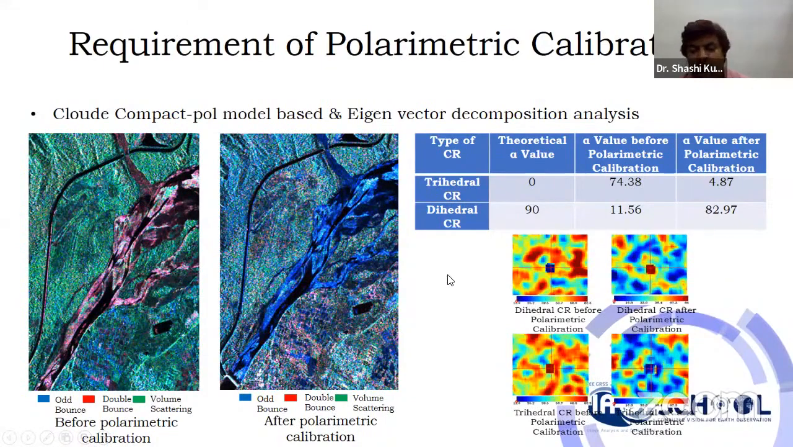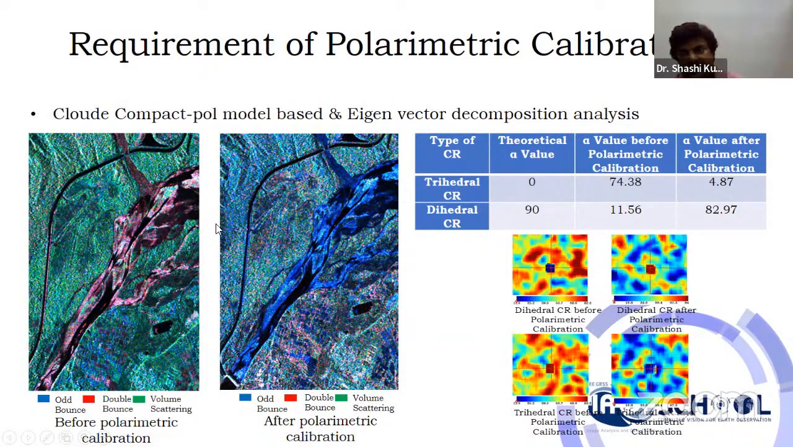Now, this polarimetric calibration is also performed with the help of corner reflectors. These corner reflectors are placed in the field, the dihedral and trihedral corner reflectors. To analyze them, there are some alpha values that are checked. The theoretical alpha value for a trihedral corner reflector should be 0, and the theoretical alpha value for a dihedral corner reflector will be 90 degrees.